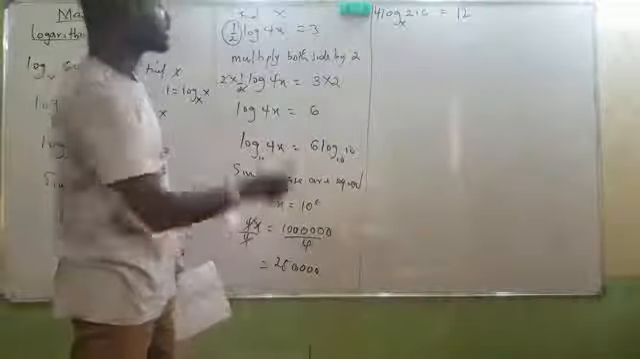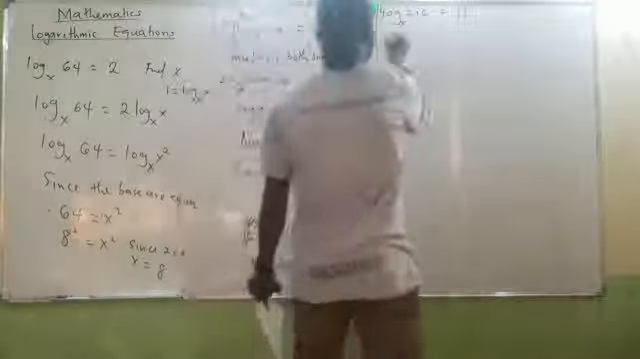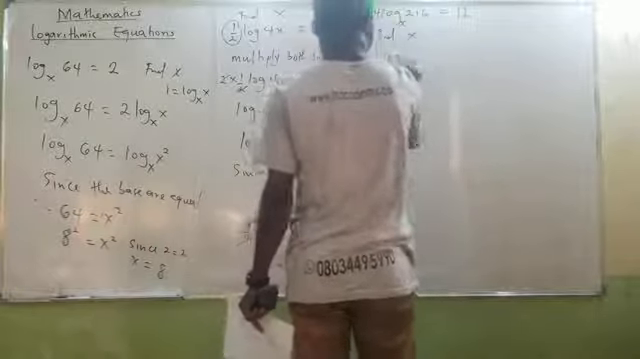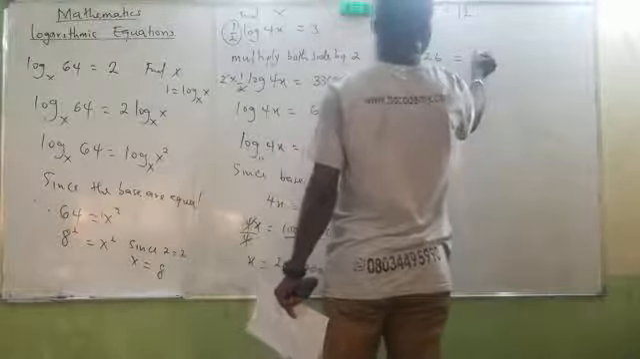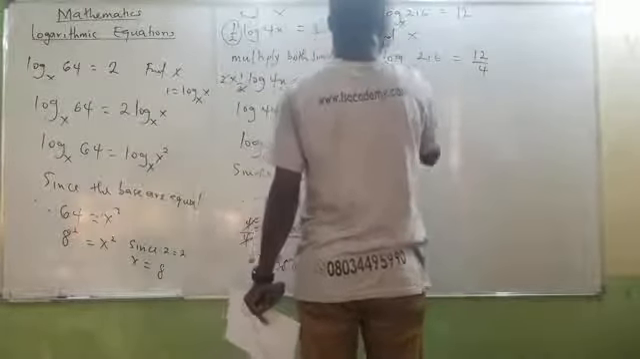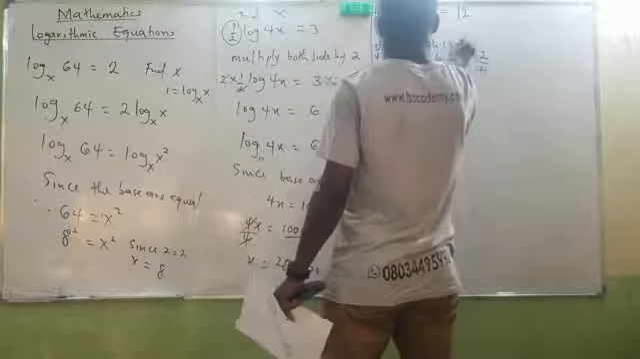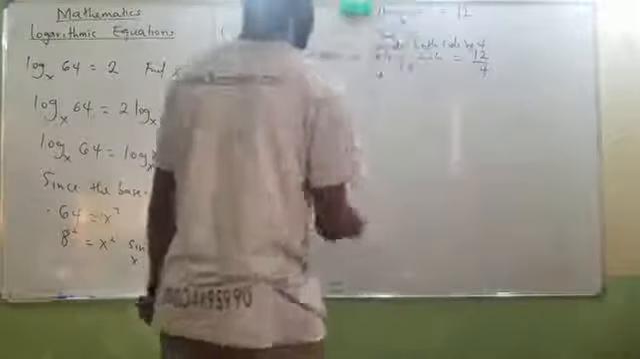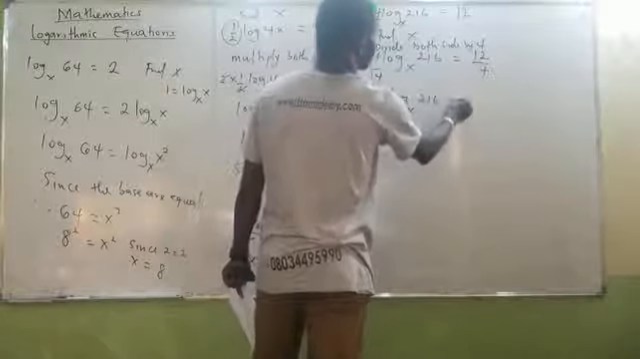Now, we are talking about this equals 12. We are asked to find x. What I just need to do here: log x 216 times 4 equals 12. I divide both sides by 4. Since I have that, I'll be having log x 216 equals 3.